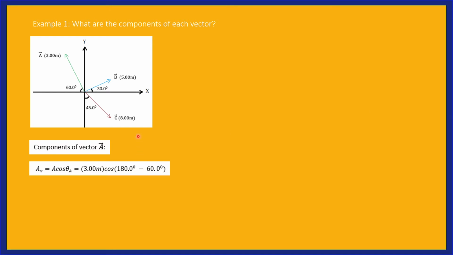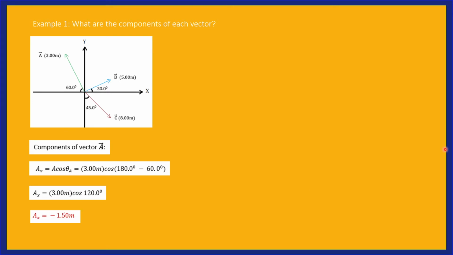Again, remember the formula to find A_x: A_x equals A cosine theta. So we have 3 meters, and cosine of, you need to know this angle. I repeat, we use the positive x-axis as our reference line. Then we go counterclockwise so that the angle is positive. So this is 90 plus 30 equals 120, or 180 minus 60 gives us 120 degrees. So A_x equals 3 meters times cosine of 120, and cosine of 120 is negative.